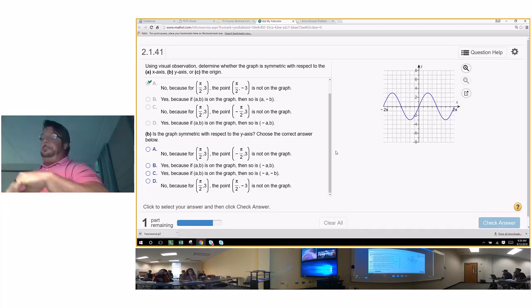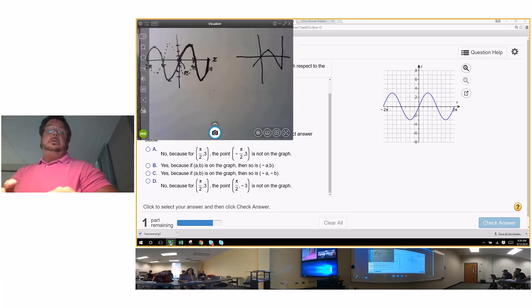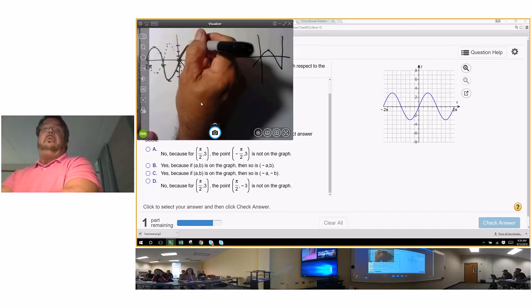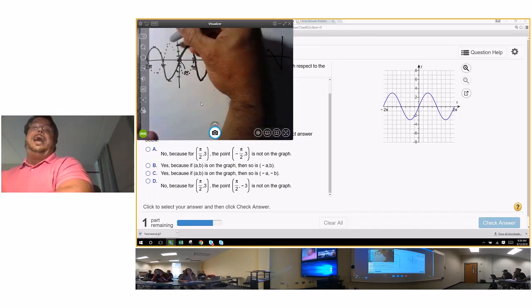If you flip this over, okay, I'm going to go back to my camera. I'm just going to show you this right here. Can everybody see that, Pendleton, Oconee? Yes, sir.